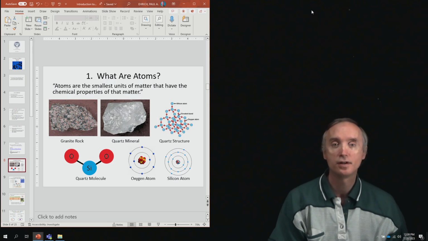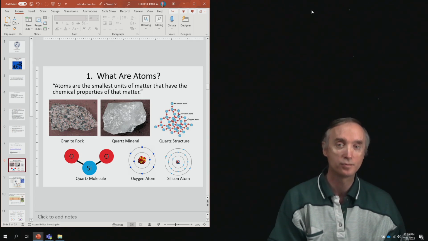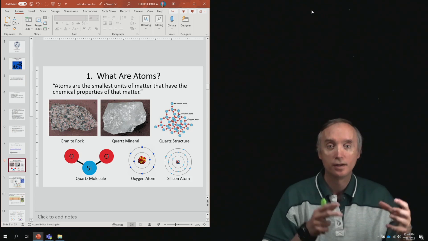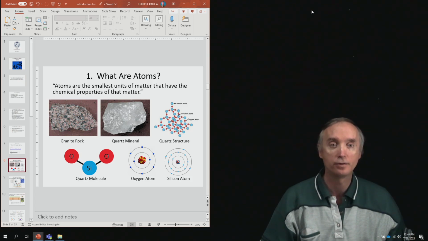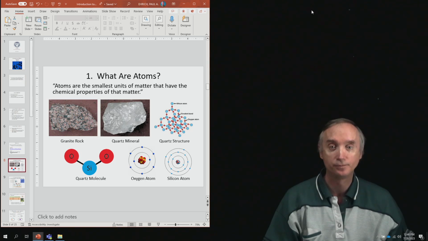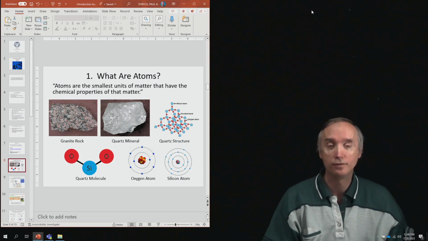If you were to take quartz and hit it with a hammer, you end up with more pieces of quartz. But if you keep hammering it, getting smaller and smaller pieces, eventually you're going to start to see individual atoms that are hooked together in a particular pattern. That's a picture of what quartz looks like on the atomic scale. And if you were to take that and hit it with a hammer, eventually you would be down to individual molecules of quartz.